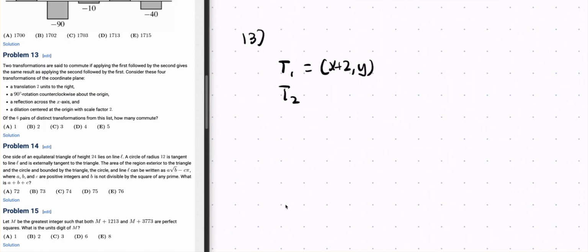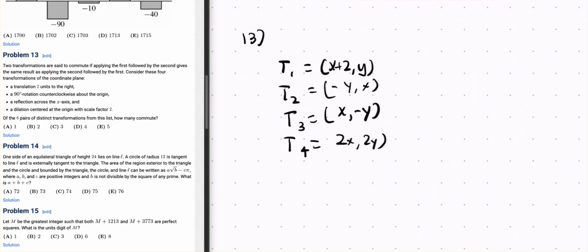T2 would be equal to a 90-degree counterclockwise rotation about the origin, which is negative x comma y. Oops, I meant negative y comma x. And T3 would be equal to reflection across the x-axis, which leaves x constant, so x comma negative y. And T4 would be equal to dilation centered at the origin with scale factor 2, so 2x comma 2y.